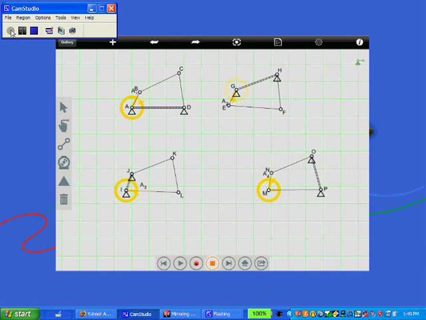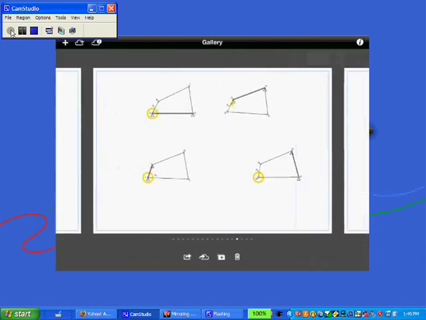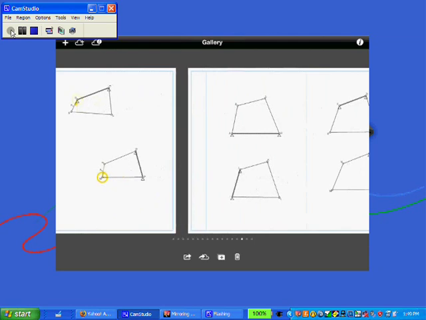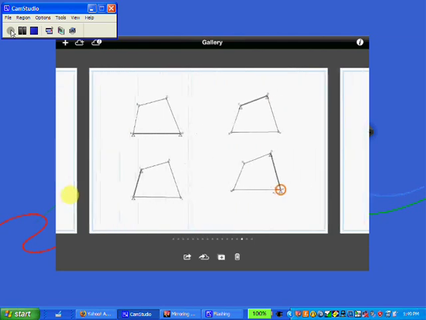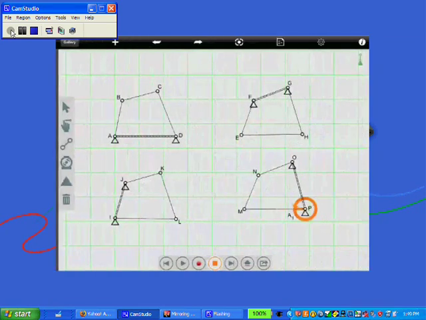Now let's turn our attention to class two mechanisms. In a class 2 mechanism, the shortest plus the longest added together is greater than the other two links. And I'm going to go ahead and show some motion of these and show that all of these class 2 mechanisms end up being triple rockers.